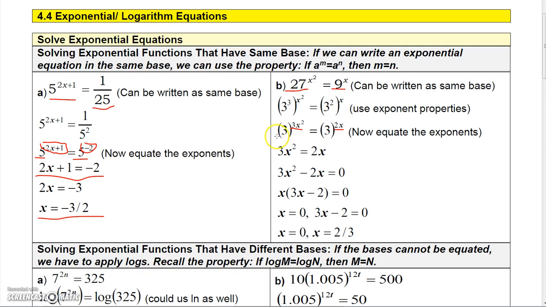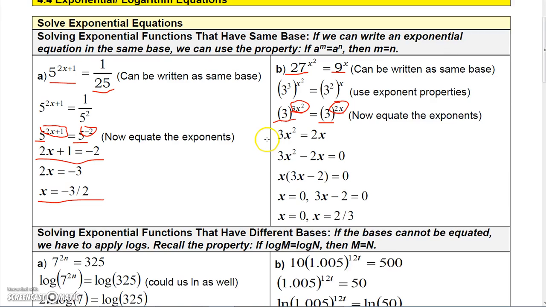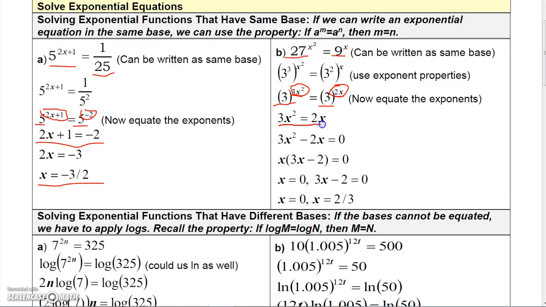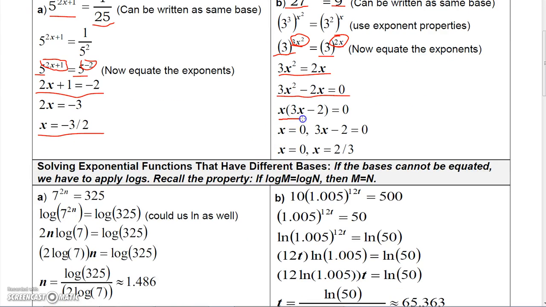And then now that I've got the same base on both sides, I have 3 to the 3x squared equals 3 to the 2x. Then 3 times x squared must equal 2x. And so then I can just solve this using algebra that I've learned before. Let's subtract 2x from both sides, and I get 3x squared minus 2x equals 0. Let's factor x out of the left-hand side, so I get x times 3x minus 2 equals 0.